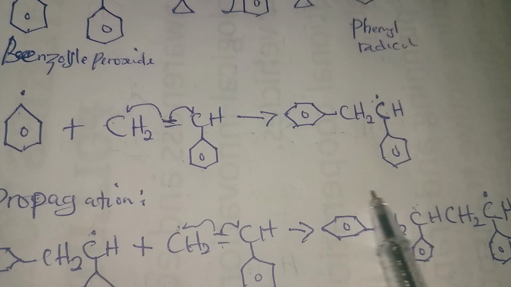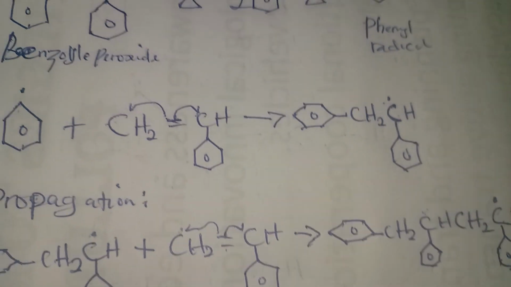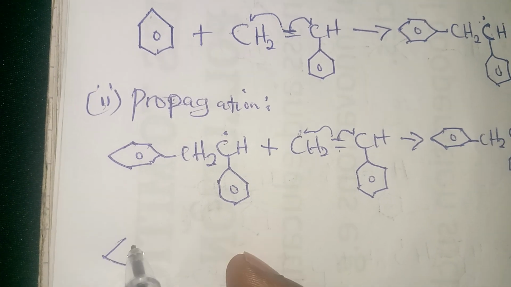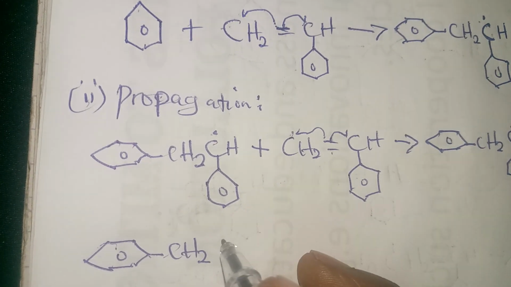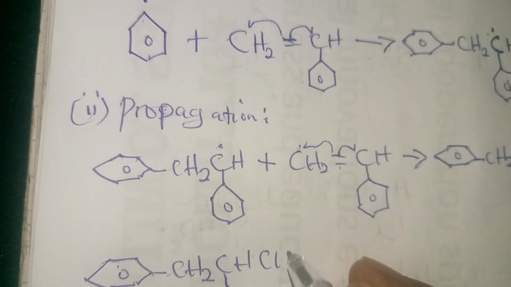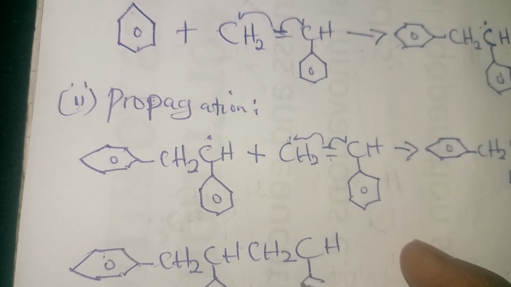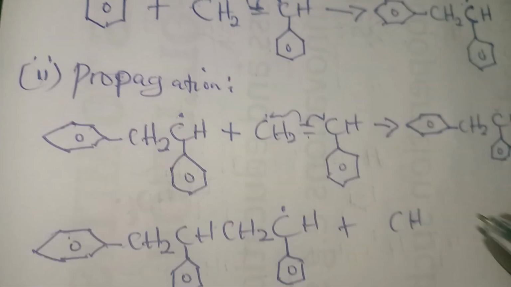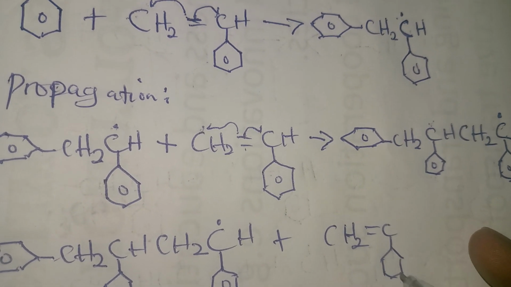So now I'm going to bring my free radical again to this other side, then bring another styrene. So I'm going to just copy everything here. So what do I have? CH2, CH, my phenyl. I have my CH2, I have my CH, phenyl, and my free radical. I bring my styrene again, CH. I hope you are getting my point.